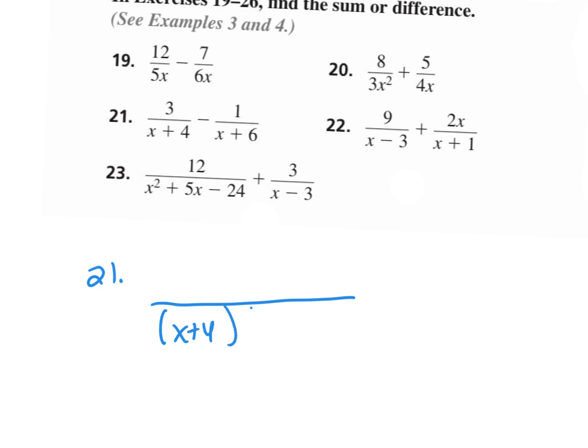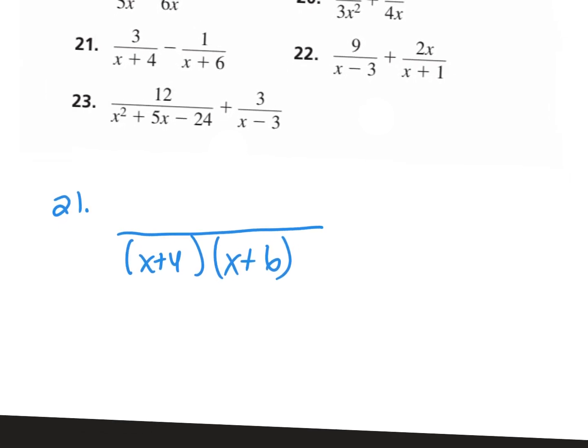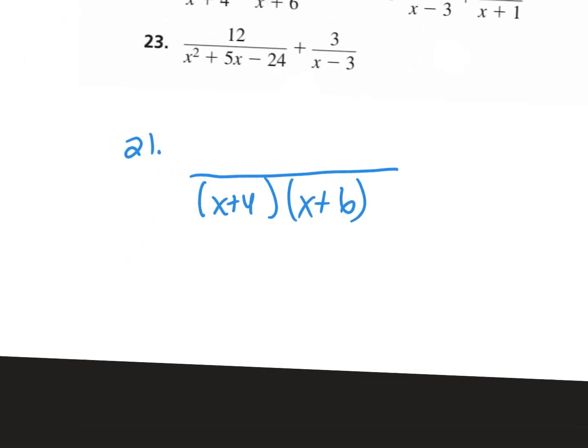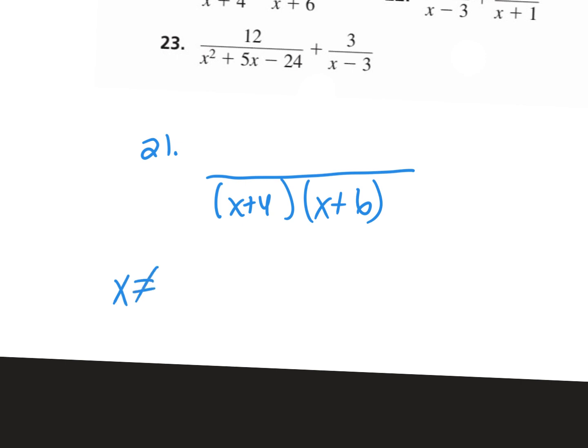So I have X plus 4 times X plus 6. If you guys want to go ahead now and state what the denominator cannot be, that's fine. What are the two numbers that the denominator cannot be? Can't be negative 4 or negative 6. Because if it is, the denominator becomes 0, so your rational becomes undefined.